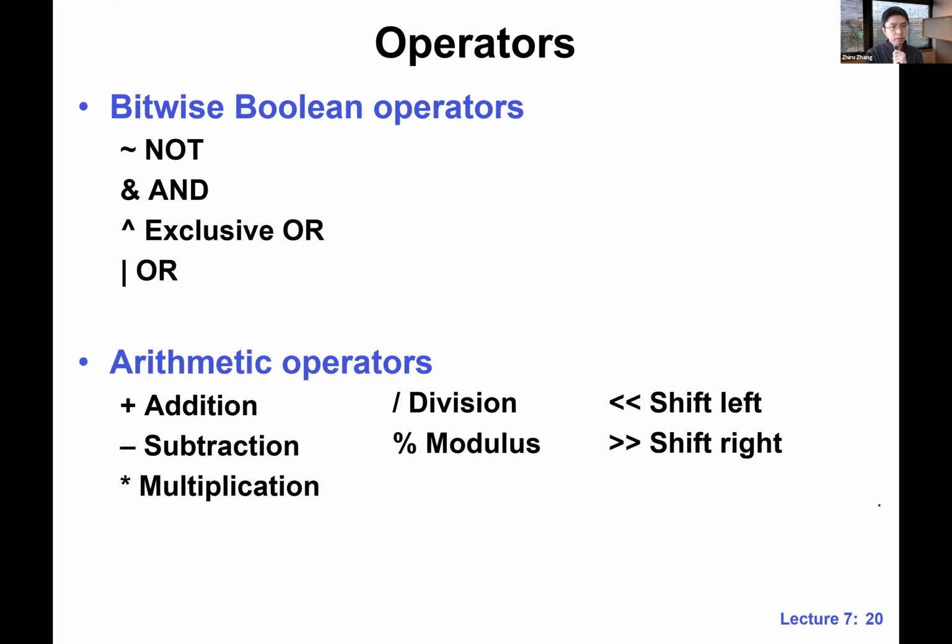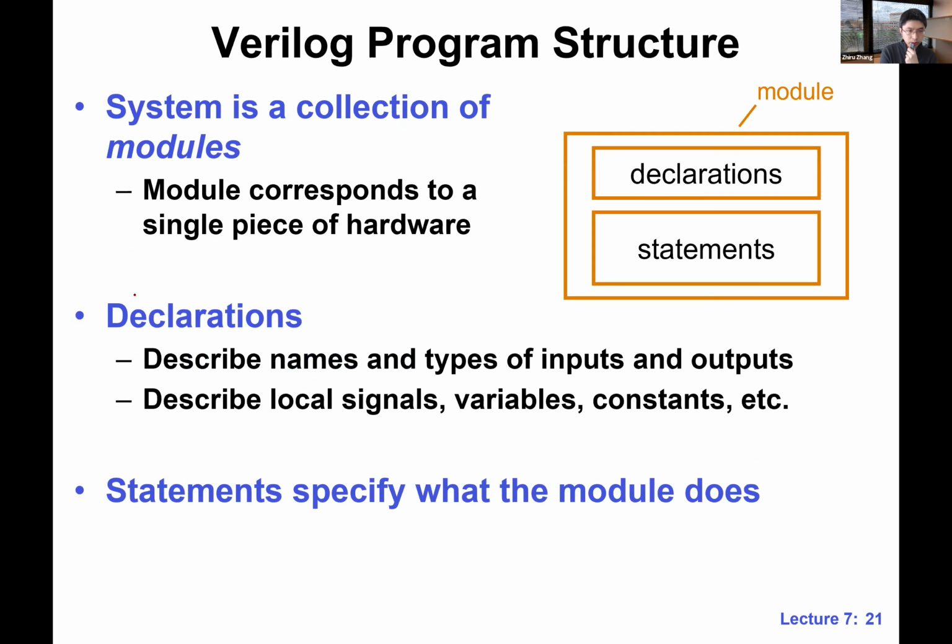Here are some operators. Again, they are very similar to the C language. Just make a note: this is how we specify the NOT gate, ampersand for AND, caret for XOR, and vertical bar for OR. These are the things that we use most often. Later on, we might use some of the other arithmetic operators, but not in the first few labs. I'm not going to elaborate much on this, it's very straightforward. Let me also talk about the structure of the Verilog program.